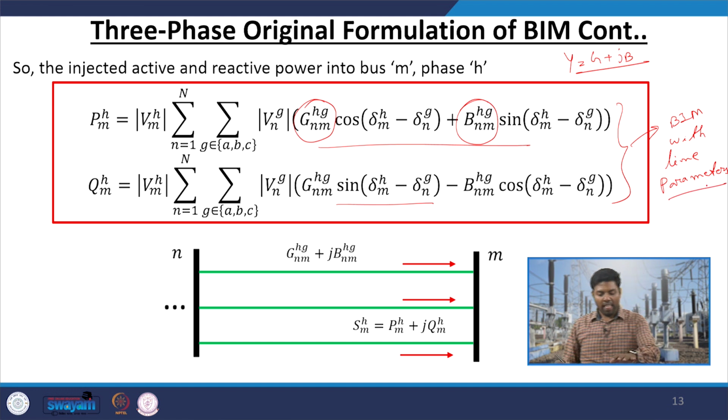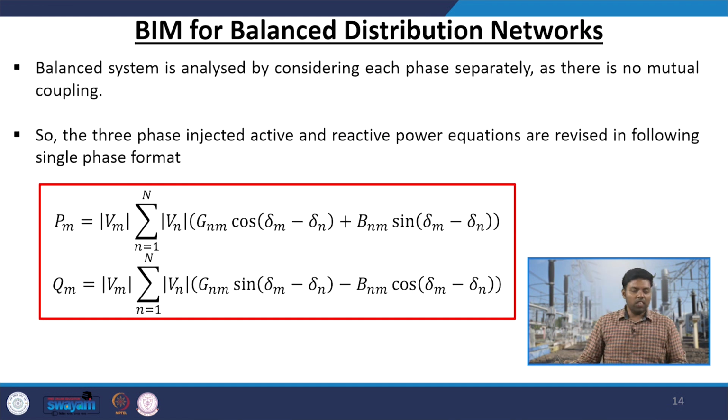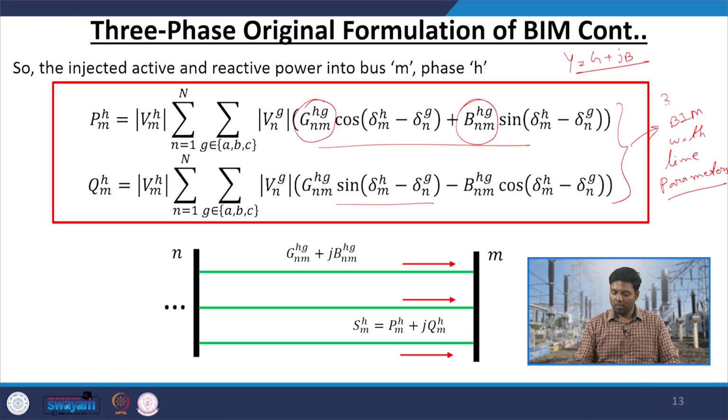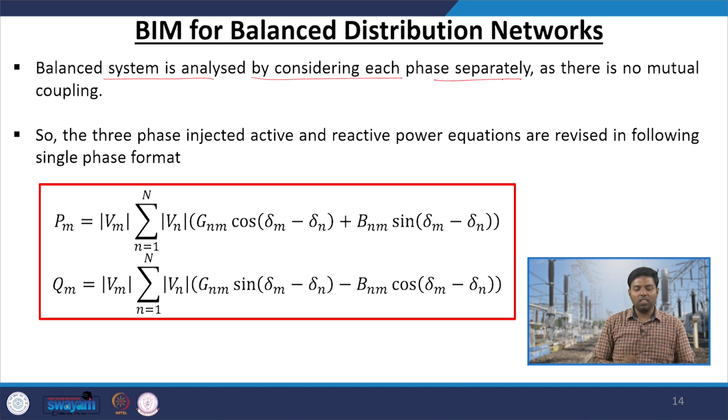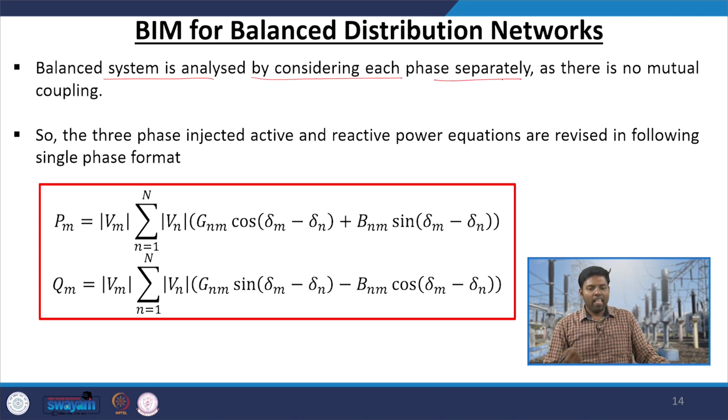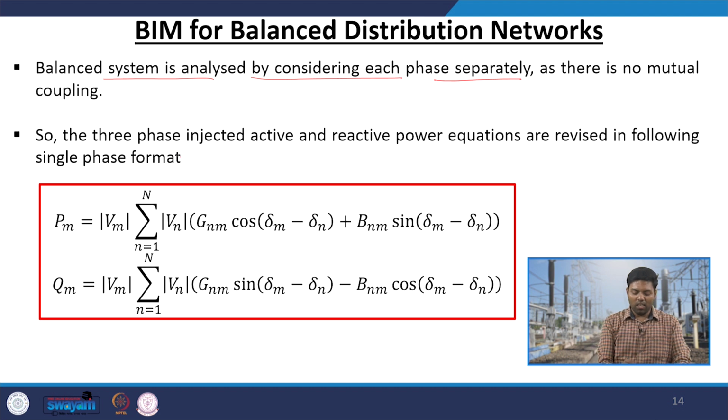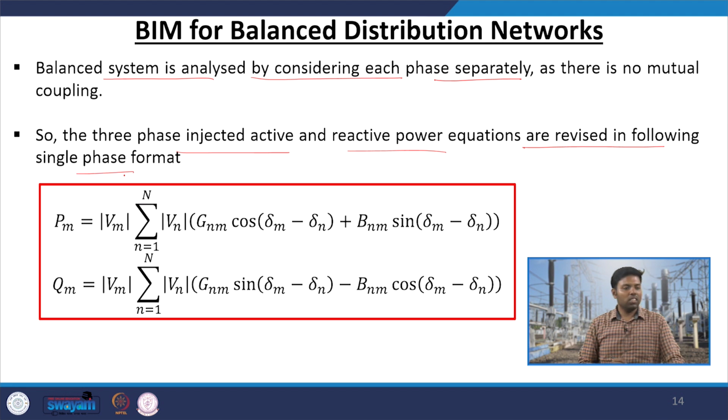Clear? Now, if we reduce it to a single phase basis, for a balanced system, this is for your 3-phase system. If we go for the single phase system, then for a balanced system each phase is separate because you do not have any mutual coupling, that means the off diagonal elements of the Y matrix are 0. So, if you put that, then the 3-phase injected power equation will be revised to a single phase format, and then you will get this P_m and Q_m equation.